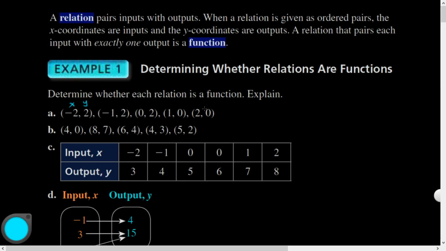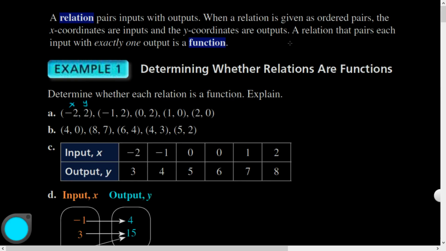A relation is basically any relationship between x's and y's. It could be the relationship between someone's age and their height, or how much money you make per hour versus the number of credits you took in college. It could relate anything. Saying this is to that is really all it will be.